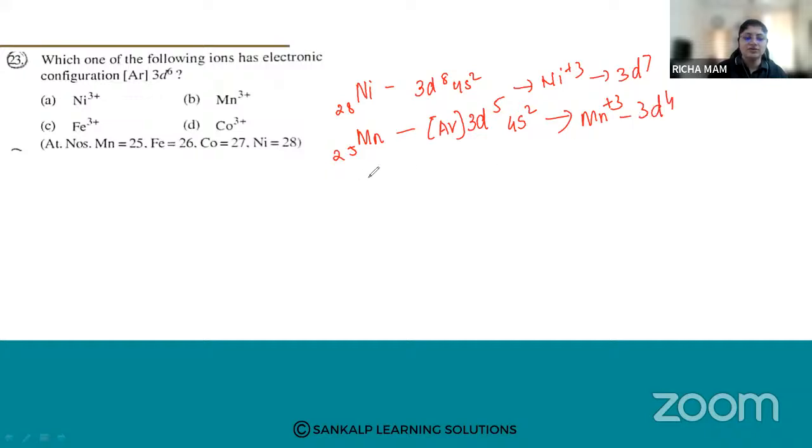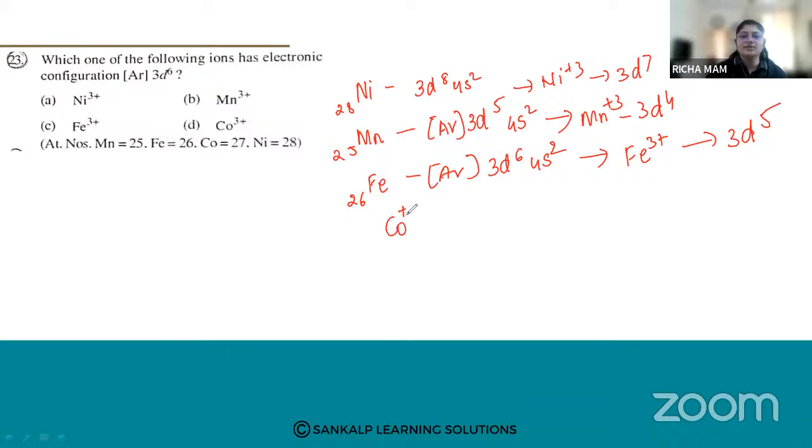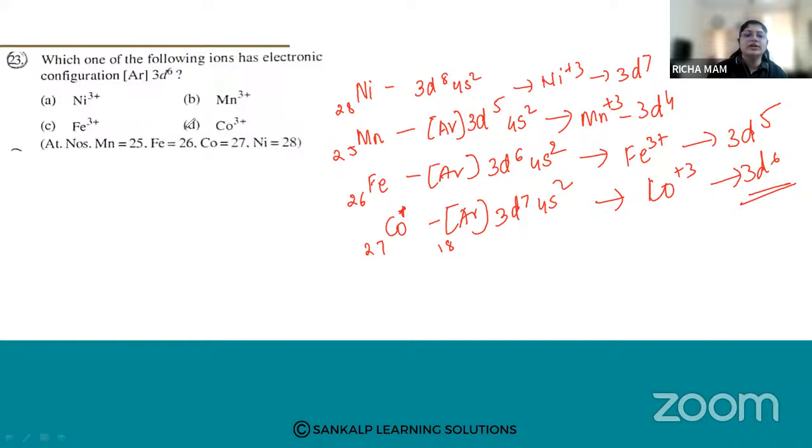Then next is Fe. Fe is 26, argon 18, 3d6, 4s2, which is 26. So Fe+3 will be a 3d5 system. Then cobalt is 27, argon 18, 3d7, 4s2. If cobalt is +3, then it will be a 3d6 system. Okay. So the correct answer is D.